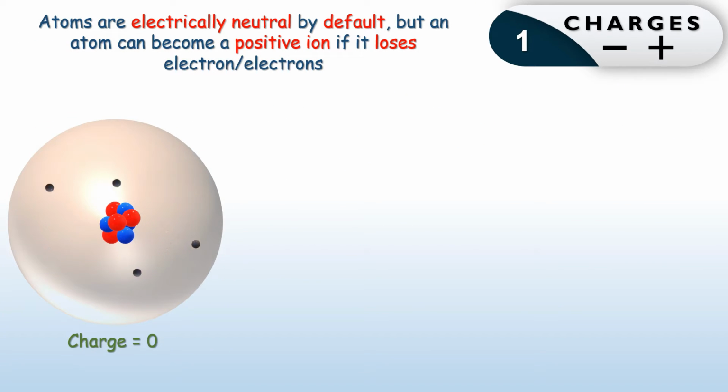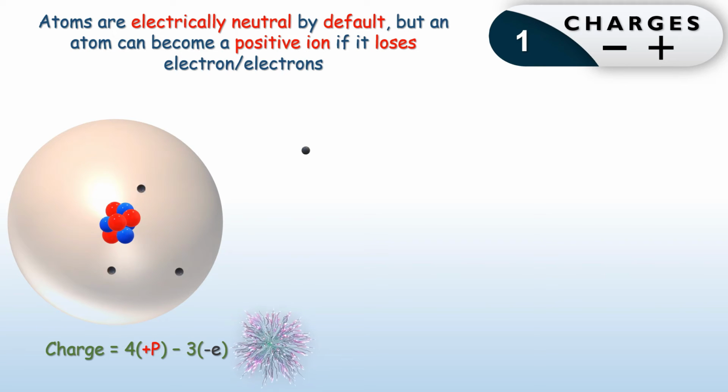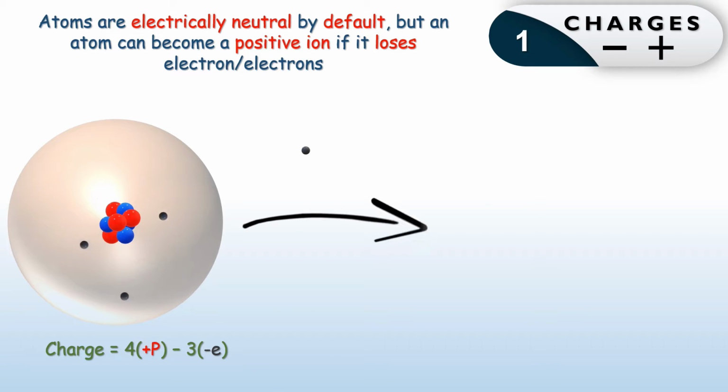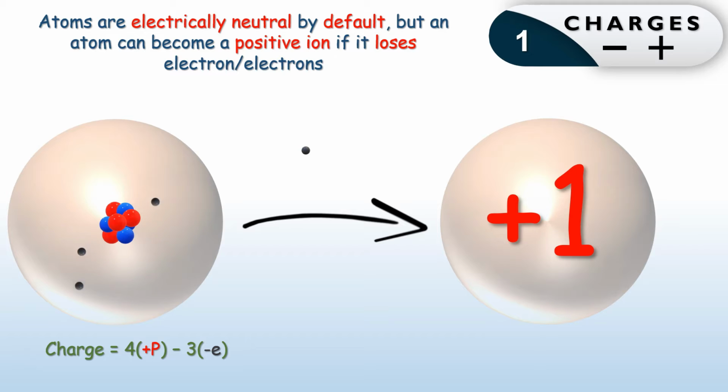However, they can become positive ions if they lose an electron or more than one electron. For example, look at this demonstration. If one electron jumps out from the atom, then if you look inside the atom, you will see that you still have 4 protons but only 3 electrons. And this results in an overall charge of the atom, which would be positive 1 charge. The positive means that we have more protons, and 1 indicates the difference between them.